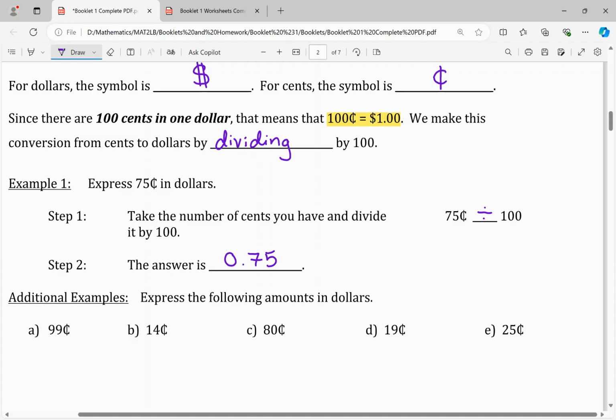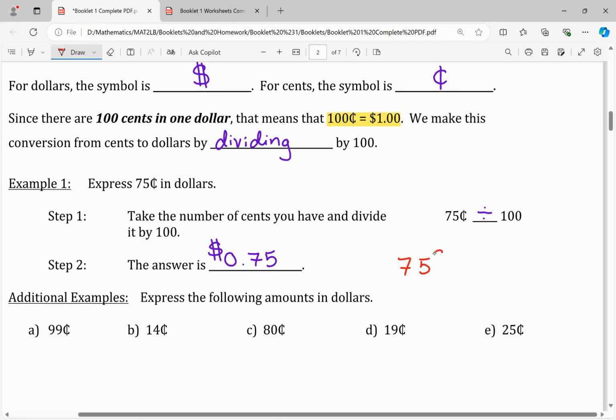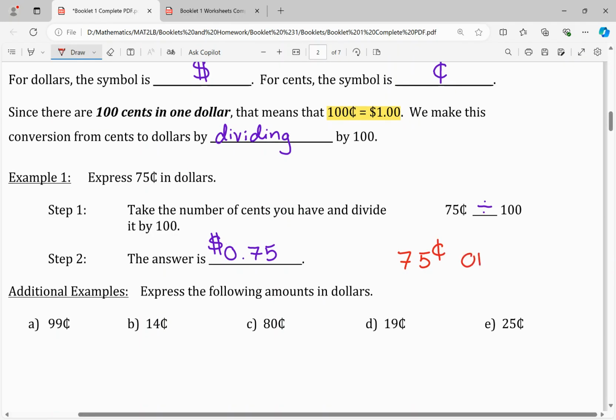Okay? Now, we are talking about dollars here because we have divided it by 100. So I'm going to write a dollar symbol on the left. So in other words, what I'm trying to say is that you can write 75 cents like this, or you can write 75 cents like this. And it means the same thing.